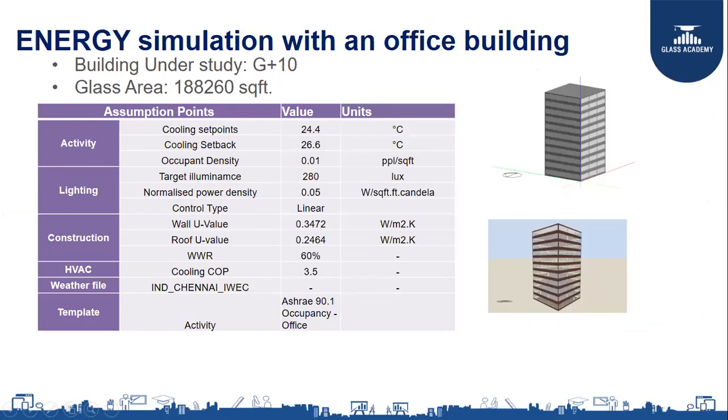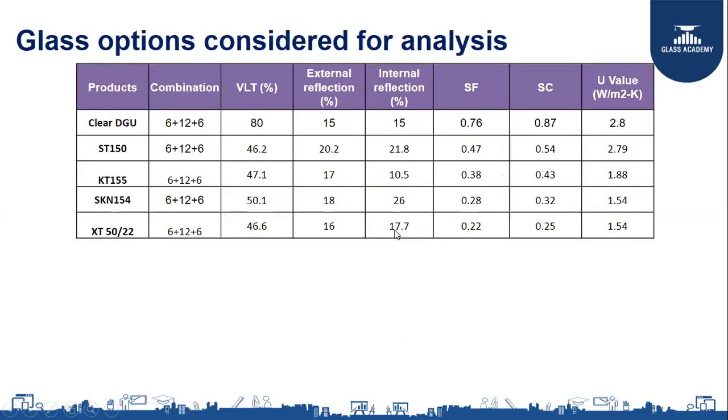So here I have considered a G plus 10 building, with 18,000 square meters of glass area, and I have assumed all the other factors as constant: the cooling set points, the occupant density, the lighting power density, the construction wall U value, roof U value, window to wall ratio, and the cooling COP, which is the efficiency of the HVAC, that I have taken as 3.5. And I am analyzing a building in Chennai, and I have taken the ASHRAE 90.1 occupancy for office. I've considered all these as constant. Only thing I'm going to change is the glass property.